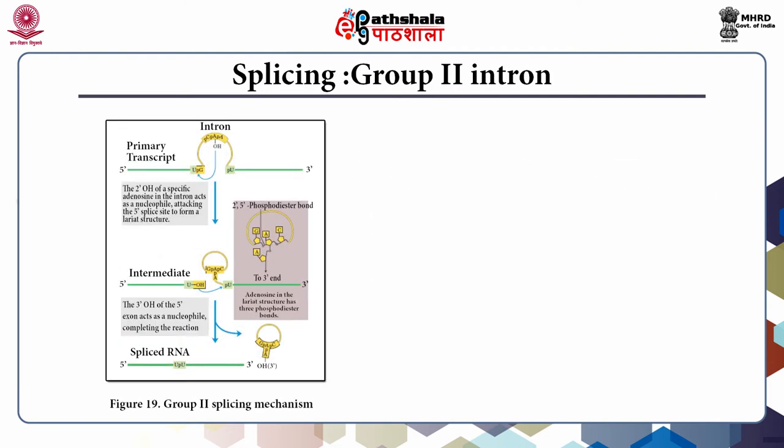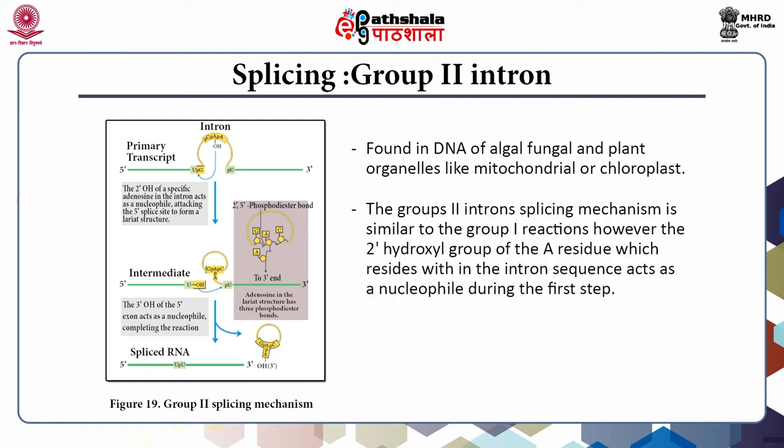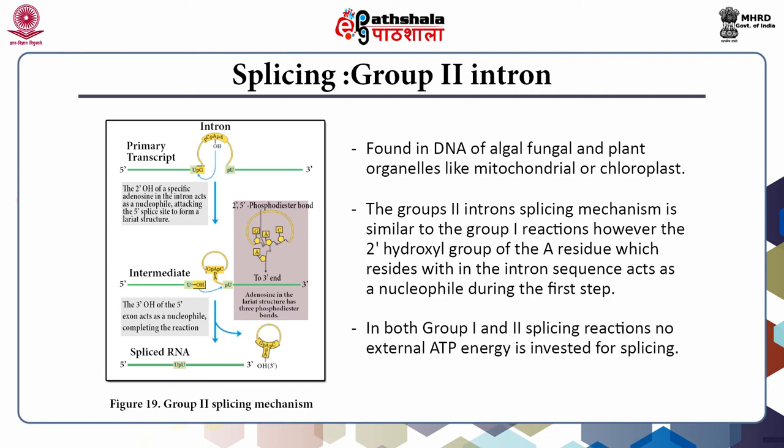Group 2 introns. Figure 19. Group 2 introns are generally found in DNA of algal, fungal, and plant organelles like mitochondria and chloroplast. The group 2 intron splicing mechanism is similar to the group 1 reaction. However, the 2' hydroxyl group of an adenine residue, which resides within the intron sequence, acts as a nucleophile during the first step. In both group 1 and group 2 splicing reactions, no external ATP energy is invested for splicing. Formation of the new phosphodiester bond utilizes the energy released during cleavage of the previous phosphodiester bond, and hence the energy balance is maintained.